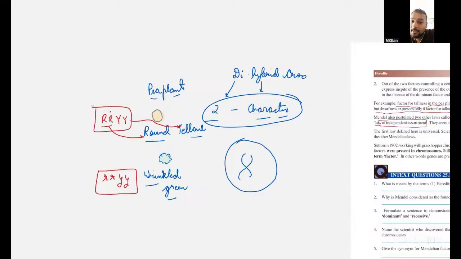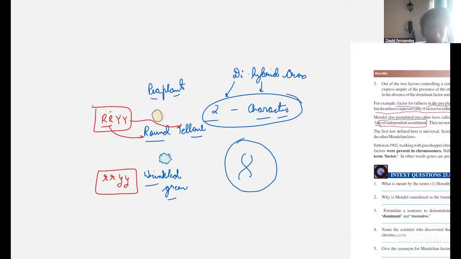So you can now assume which one is dominant, which one is recessive. Agatha, which one is dominant? Round yellow. Round yellow is dominant. And David, which one is recessive? Say it loudly. Wrinkled green. Okay, wrinkled green.